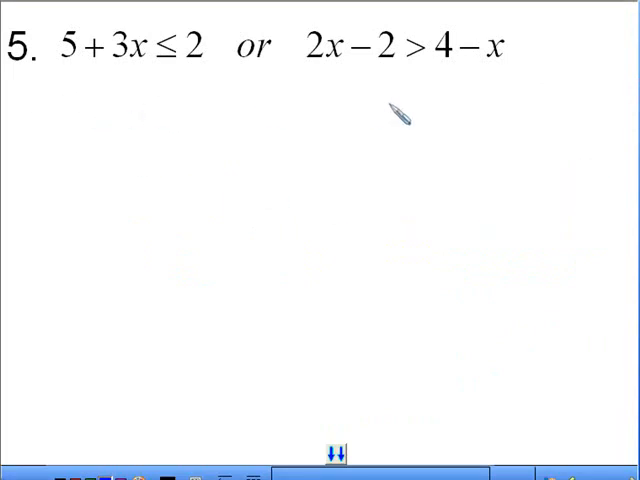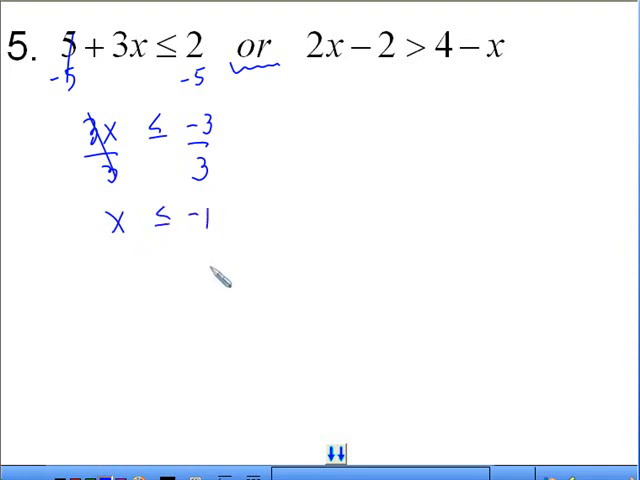So right here, here's an example of a disjunction. How do we know it's a disjunction? Because we see the word OR. Disjunctions are nice because they've already combined the inequality into two parts for you. It's already separated for you, so you don't need to separate it at all. So basically all you need to do is just solve it. Let's say we minus 5, 3x less than or equal to negative 3, divide both sides by 3. X less than or equal to negative 1.